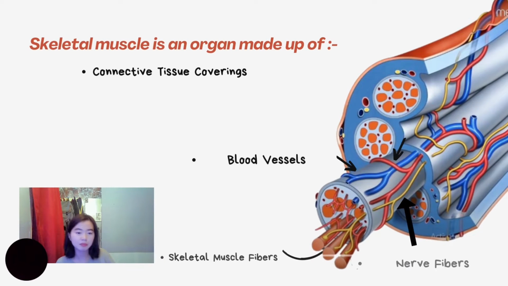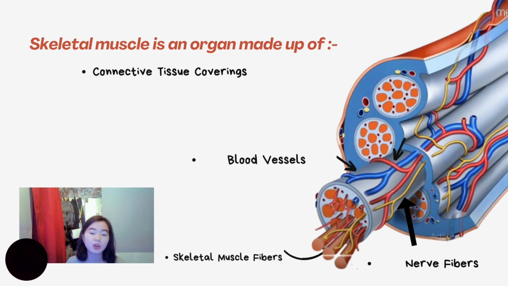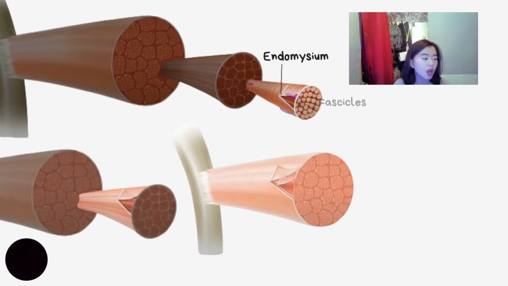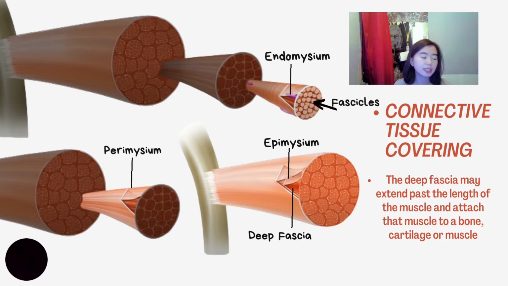Skeletal muscle is an organ made up of skeletal muscle fibers, connective tissue coverings, blood vessels, and nerve fibers. So, the structure of a skeletal muscle.